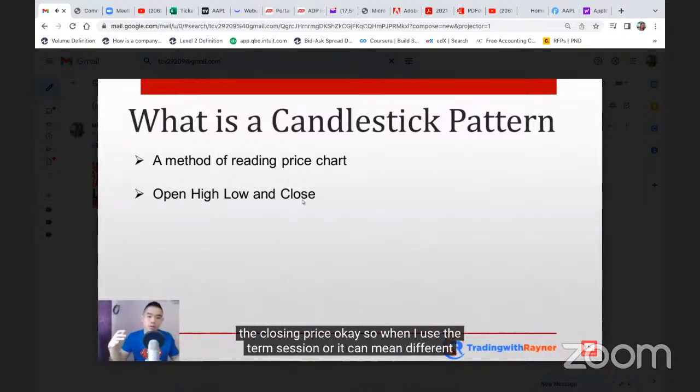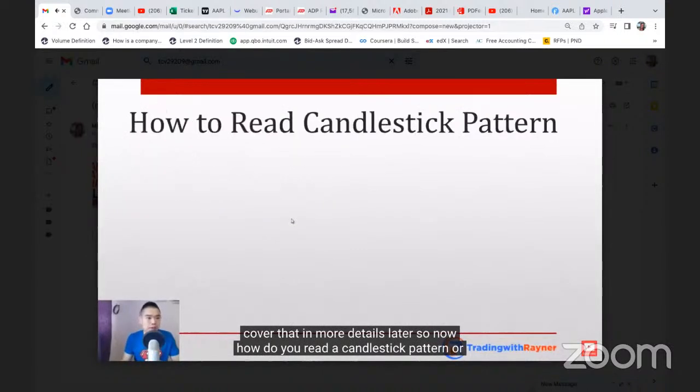When I use the term session, it can mean different things. If you're looking at candlestick charts on a daily time frame, it means the high of the day. If you're looking at candlestick charts on the 1 hour time frame, it means the high of the 1 hour session. So it can mean different things depending on the time frame you're looking at. We'll cover that in more detail later. So now, how do you read a candlestick chart? Remember, there are only four things: the open, the high, the low, and the close.